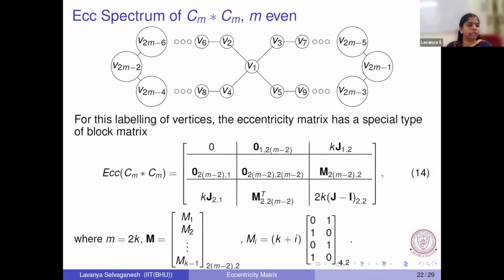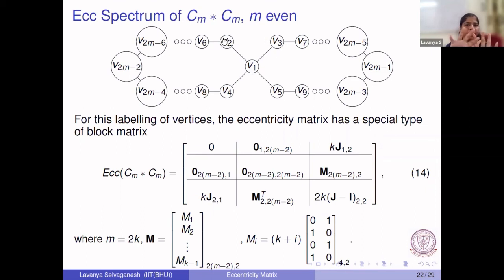So we entered into this eccentricity property of Dutch windmill graphs, or the coalescence of cycles. The first case we began with was when we had 2 cycles and looked at their coalescence, the Dutch windmill graphs. If we label the cycles in this particular fashion, in the first case, we have taken the m even case. Suppose we label the vertices in this fashion: V1 is my central vertex, and V2, V3, V4, V5 are the level 1 vertices.